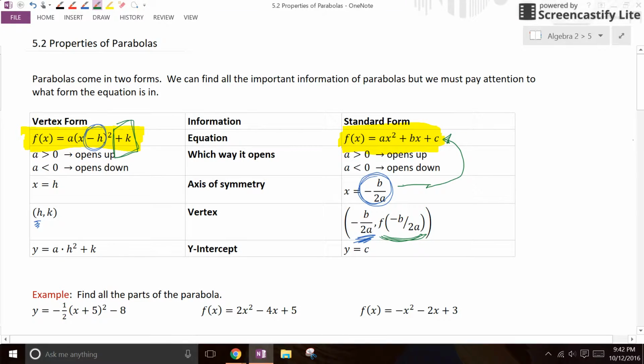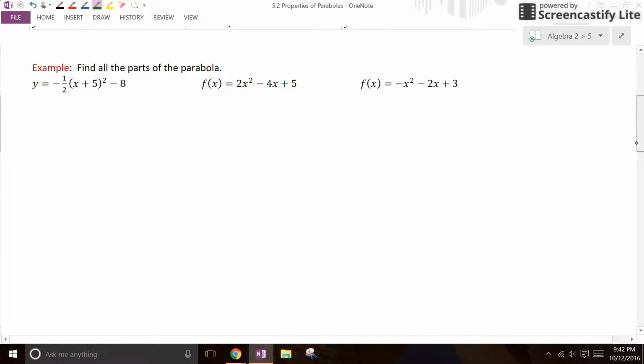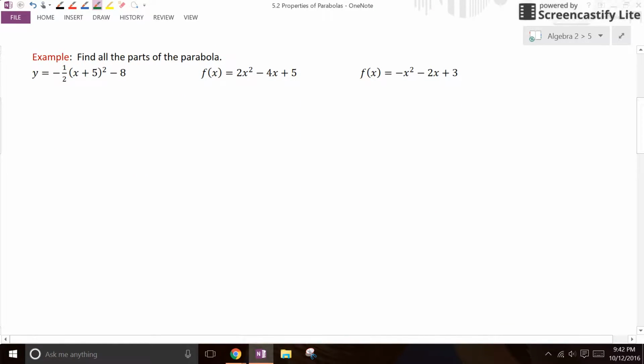So let's try it. Let's try to do everything we can possibly do on these parabolas. So look at this first one. Hey, I noticed that it's vertex form. That's the left side. So I can tell you some things, like I can see that it opens down. How did I know that? Because a is less than 0. It's negative a half. I could tell you where the axis of symmetry is. I can tell it is x equals negative 5, and how did I know that? I just looked right here and took the opposite, right?